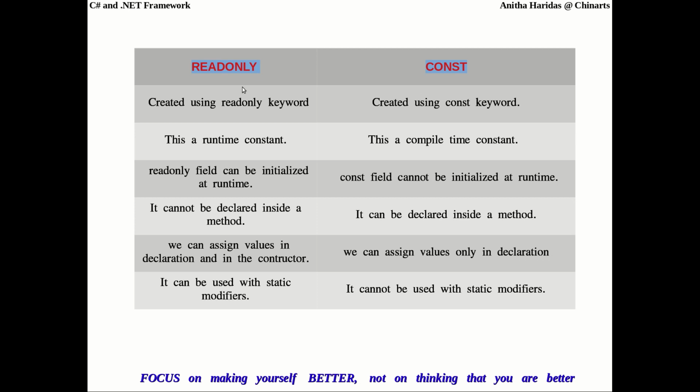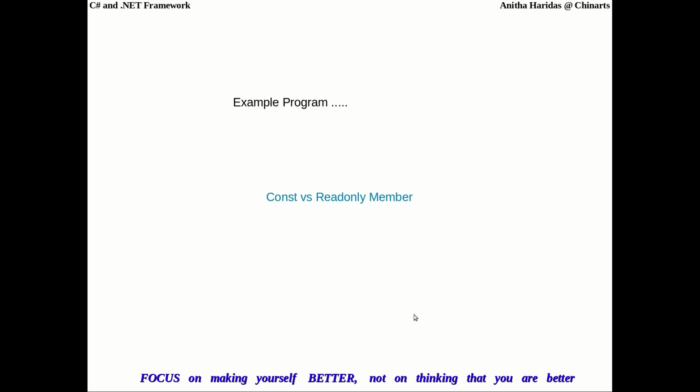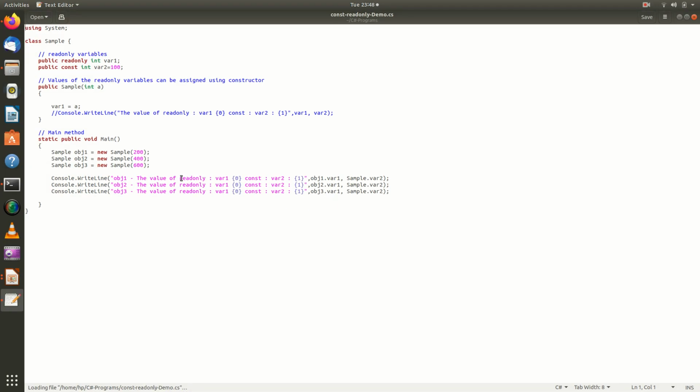And your read-only member can be used with the static modifier, but a constant member cannot be used with the static modifier because they are implicitly static. Let us see an example program. So this is an example program we are going to discuss. I have a sample class and I am declaring a read-only variable. I am declaring a constant member also.